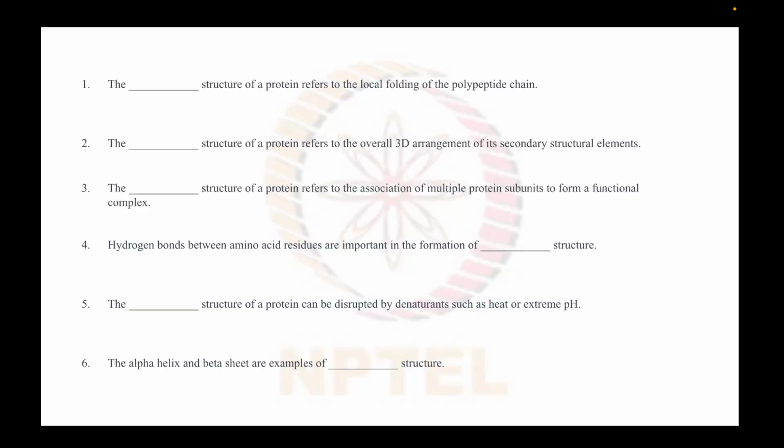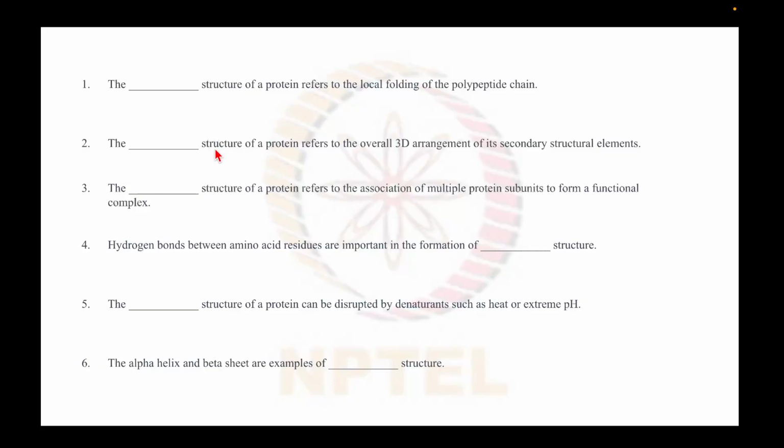What refers to the structure of a protein with local folding of the polypeptide chain? Okay, we will be seeing answers all at once. So it is the secondary structure of a protein that refers to the local folding of a polypeptide chain.